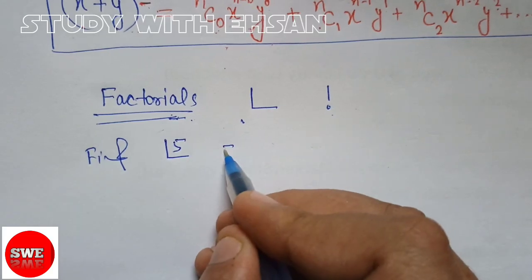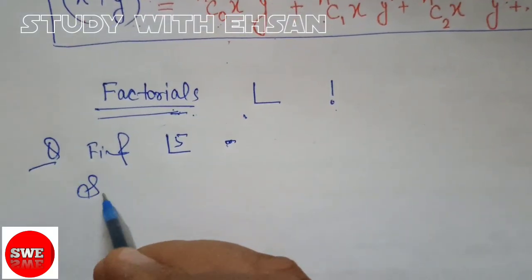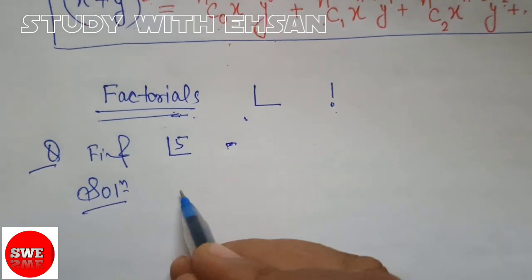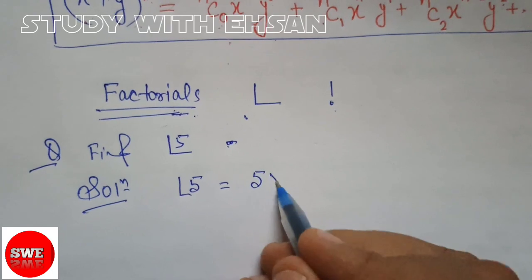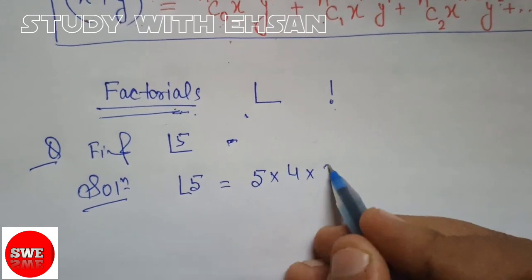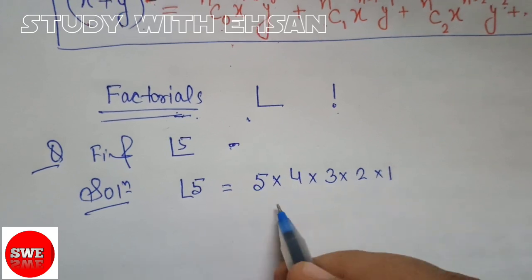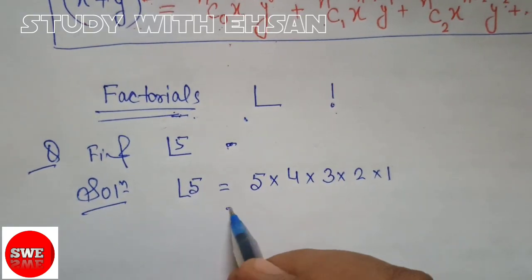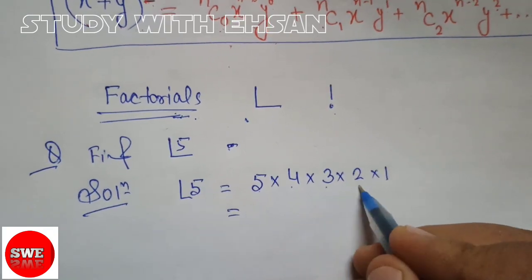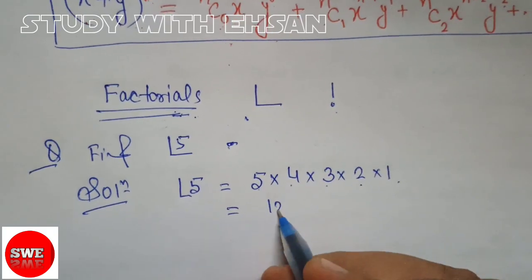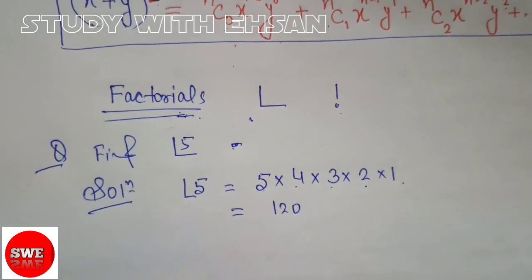The factorial 5 will be, if this is a question, then your solution starts from here. Factorial 5 will be: start from 5, 4, 3, 2 and 1. Multiply all the numbers. 5 times 4 is 20, 20 times 3 is 60, 60 times 2 is 120, 120 times 1 is 120. That means the value of factorial 5 is 120.